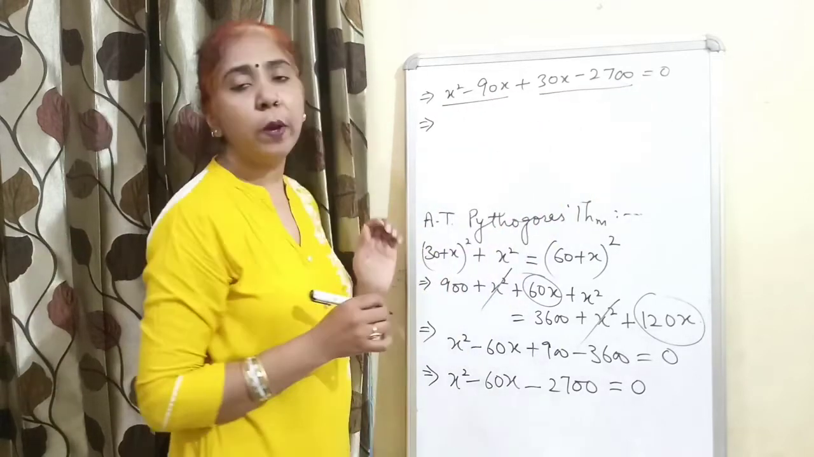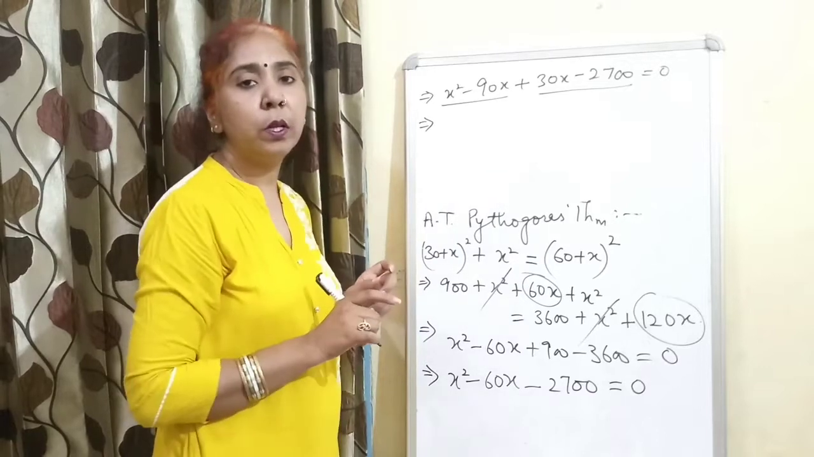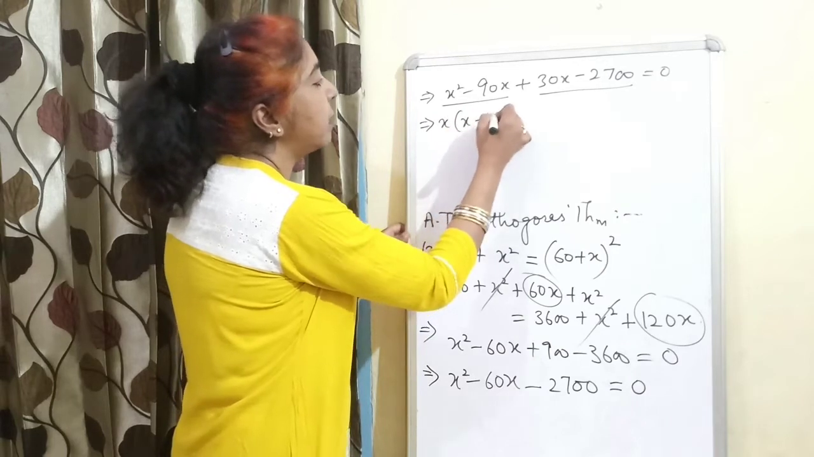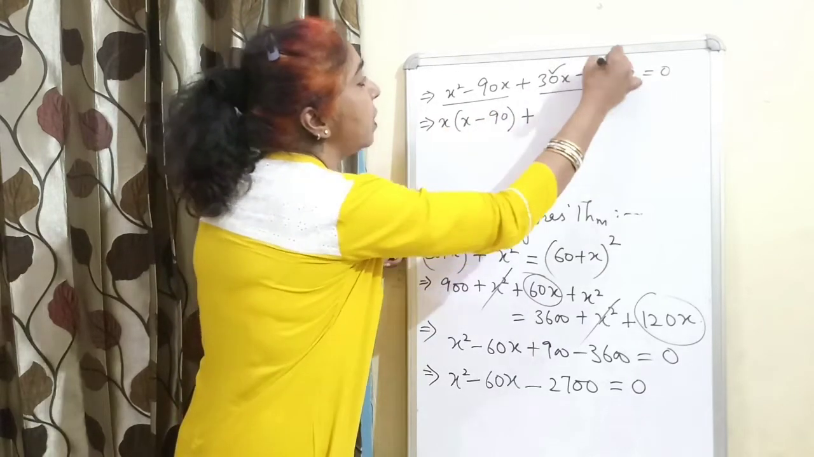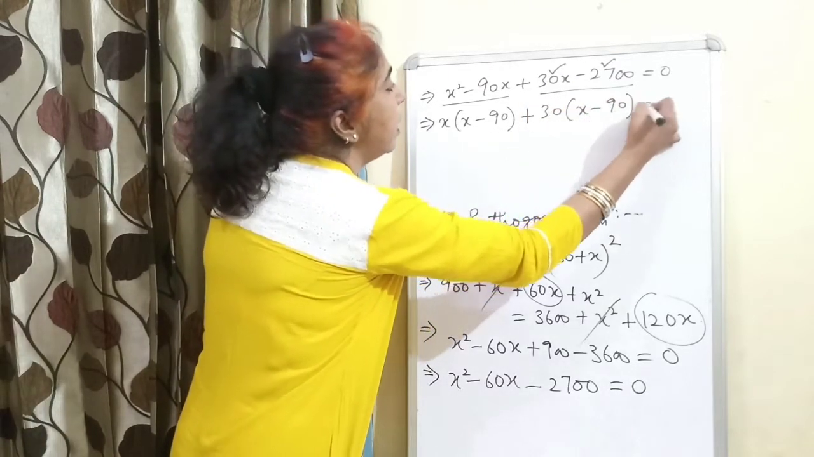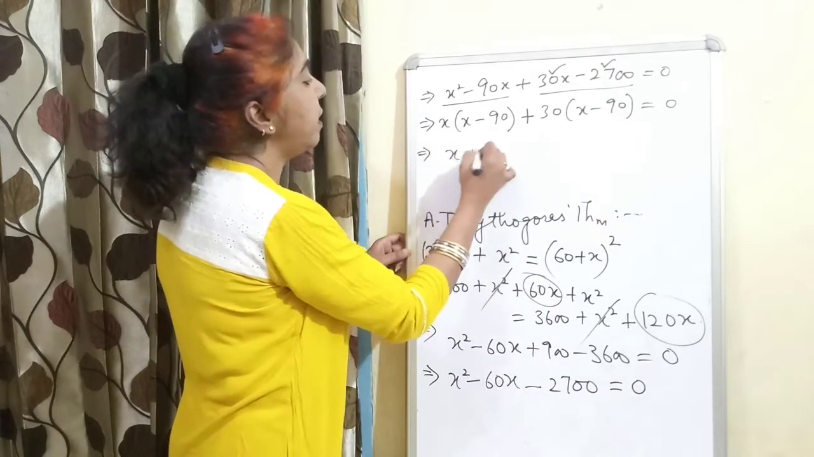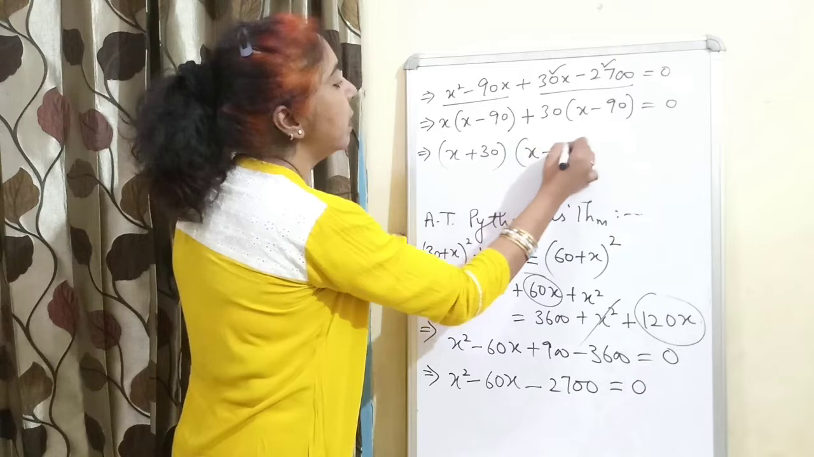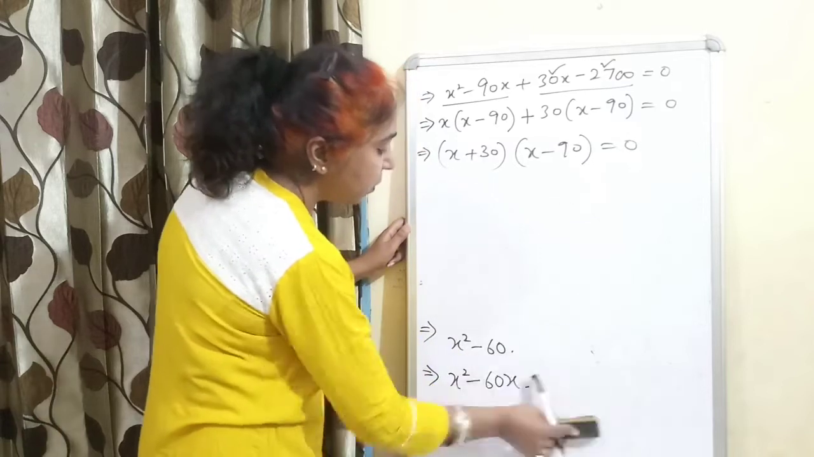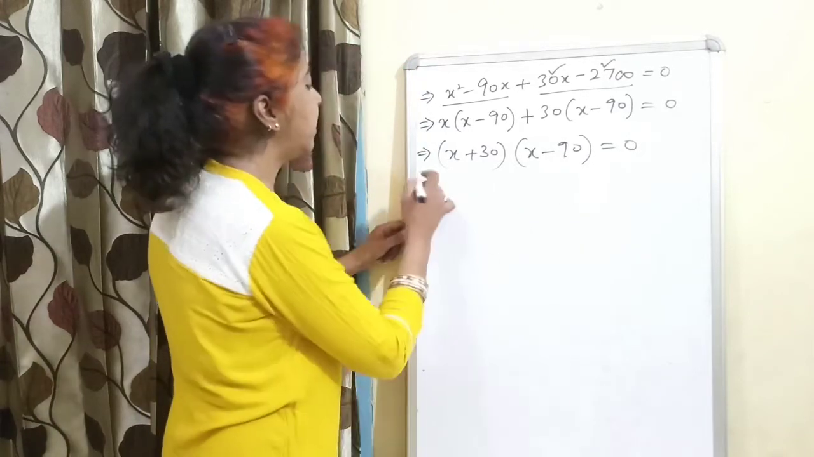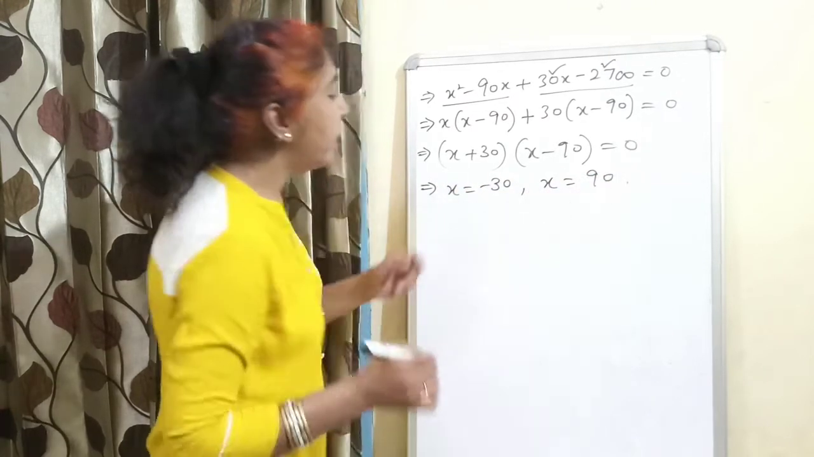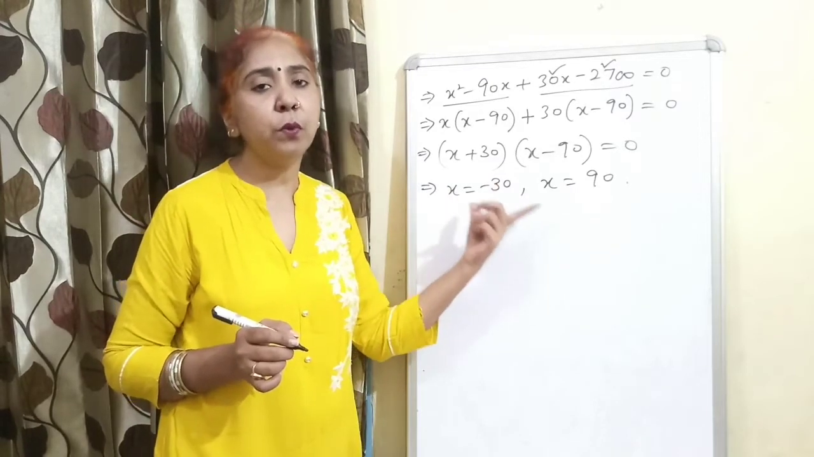Take common from the first two and the last two terms. What will you get common from the first two? x, and you get x minus 90. Similarly, from these two terms, the common is 30, and you get inside again x minus 90 equal to 0. Finally, we are left with two factors. After solving these two factors, we'll get the values of x, and the values of x are minus 30 and 90. Can you tell me which answer we have to reject, and why?